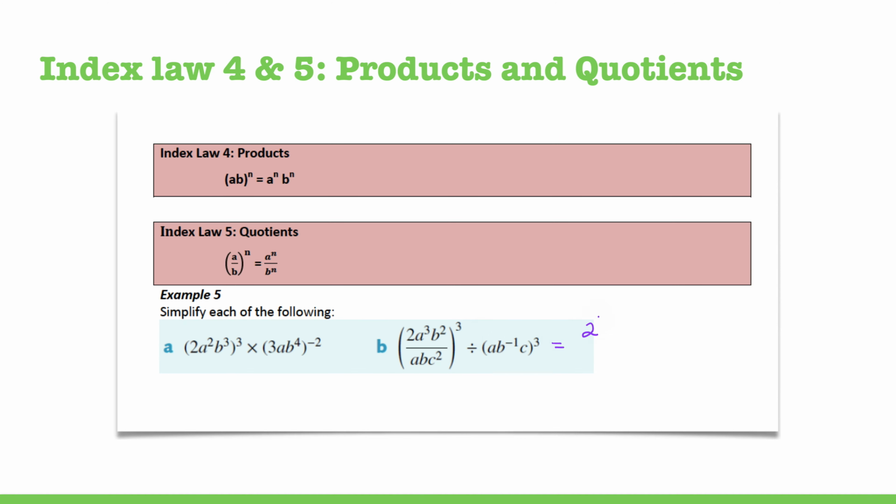So that will be 2 to the power of 3, a to the power of 9, b to the power of 6, all over a to the power of 3, b to the power of 3, c to the power of 6. Now I'm going to multiply, so I take this term to the bottom. Notice that I'm not taking it to the bottom because of a negative, so no negatives are going to be affected. I'm taking it to the bottom because I have changed this particular sign here. So that will be 1 on, and at the same time, I'm just going to raise everything to the power of 3.